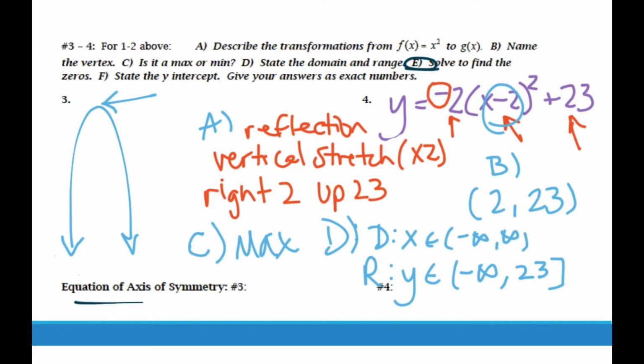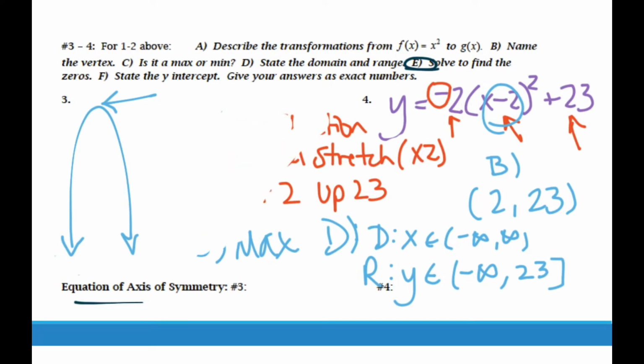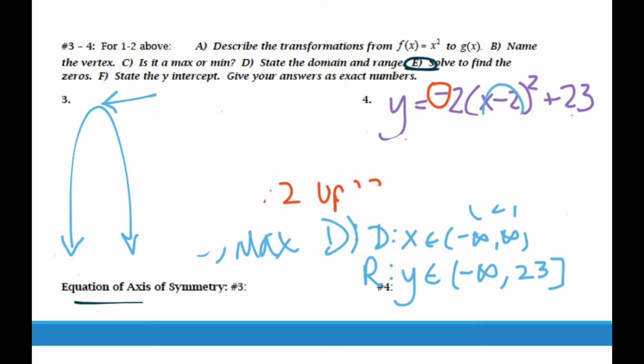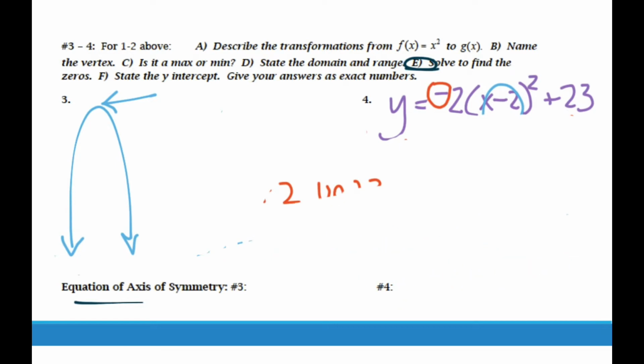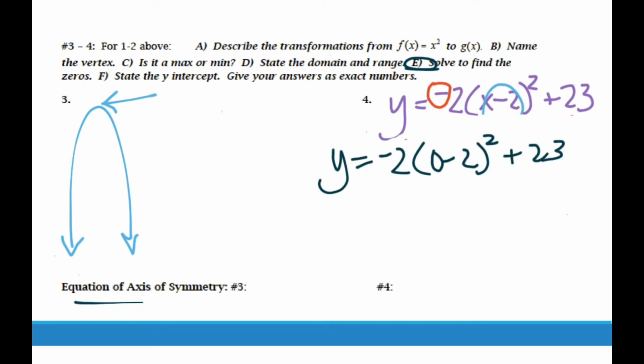And so then the last part of this is just finding the y-intercept. And let me erase some of this here. Kind of have a mess. With the y-intercept, we're going to let x be 0. And so I'm going to say y is equal to -2 times (0 minus 2) quantity squared plus 23. And so then we're just going to work that out.